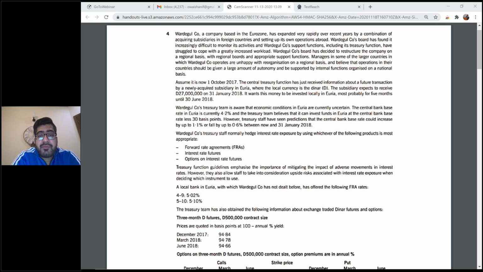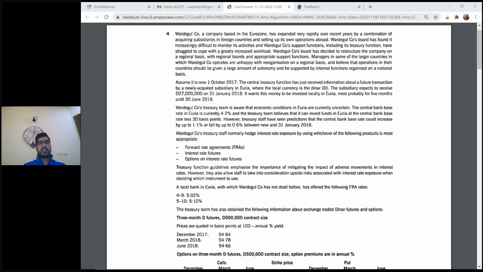However, the treasury staff have seen predictions that the central bank base rate could increase by up to 1.1% or fall by up to 0.6% between now and 31st January 2018. I told you there are always going to be two cases in the exam. Vardical's treasury staff normally hedge interest rate exposure by using whichever of the following products is most appropriate: FRAs, interest rate futures, and options.